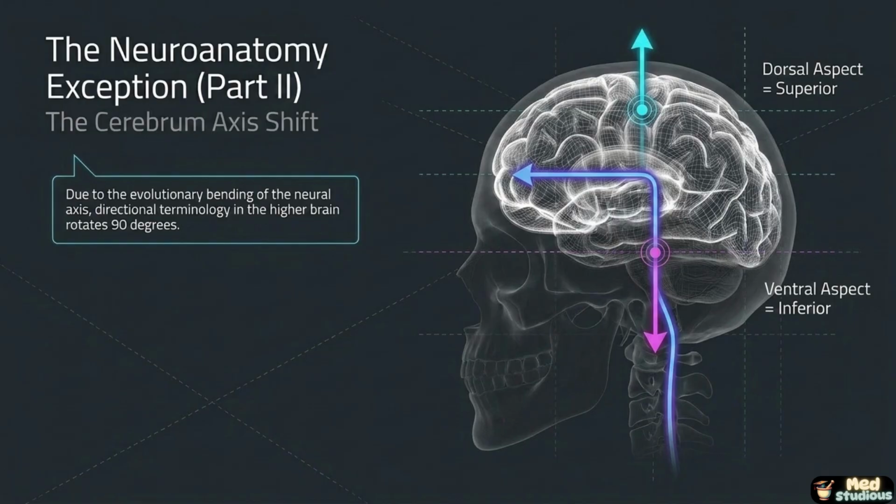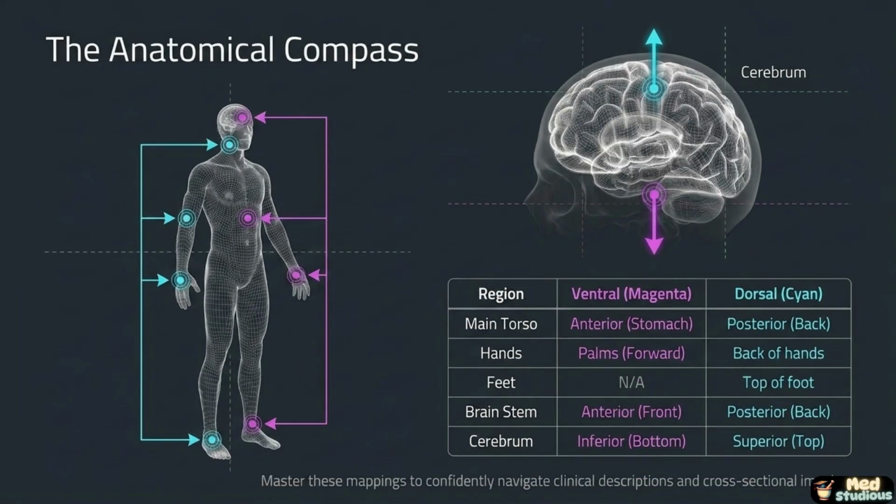So when neuroanatomists say dorsal striatum, they mean the upper portion of that structure. And ventral prefrontal cortex means the lower surface. This 90-degree rule is essential for any neuroscience or neurology course. Let's bring everything together with a complete anatomical compass.